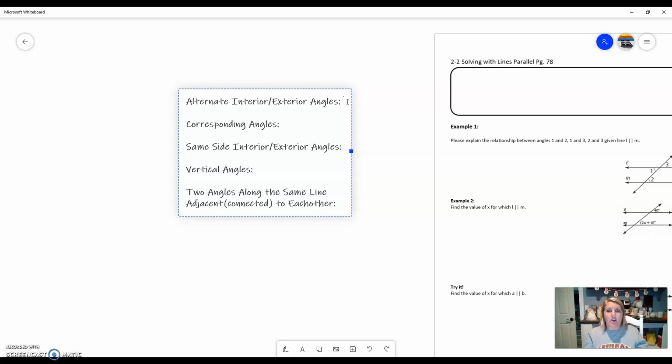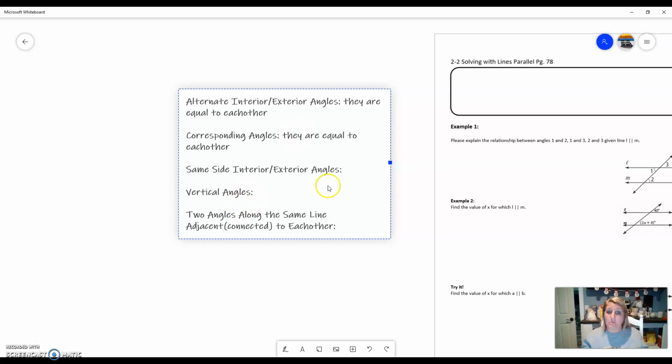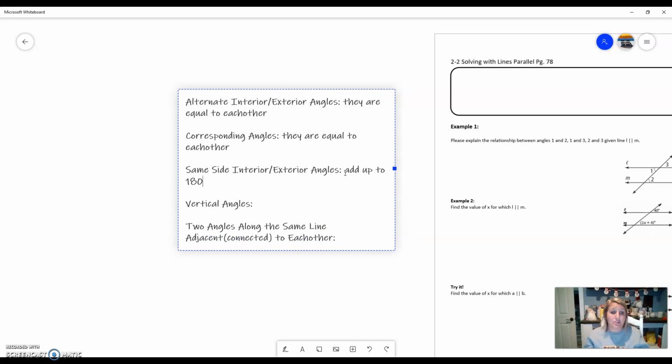Alternate interiors and alternate exterior angles are equal to each other. That's the main thing you need to know about them. Corresponding angles are again equal to each other, so you would set them equal. Now, same side interiors or same side exteriors, using that word same side means they're supplementary. That means their sum is 180 degrees. They equal 180. They don't equal each other.